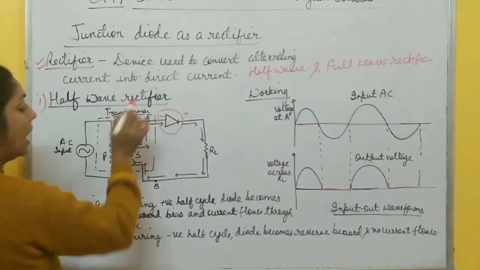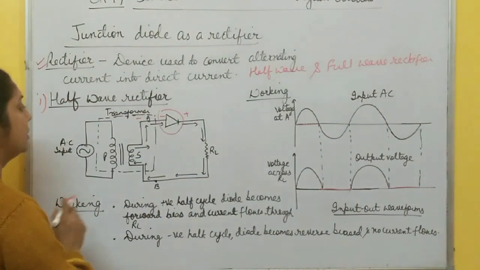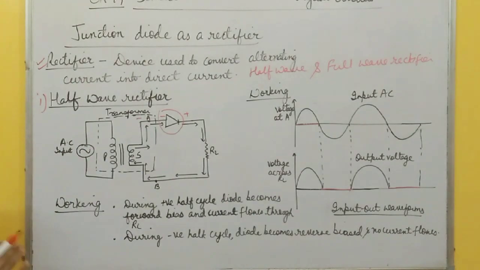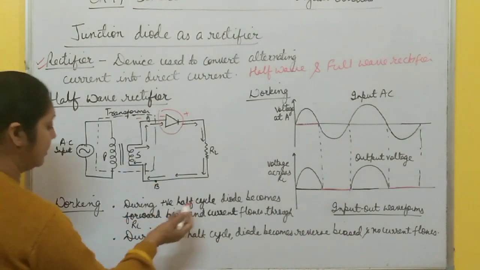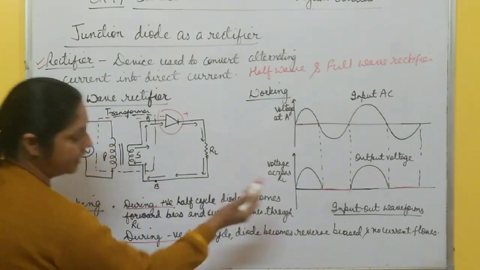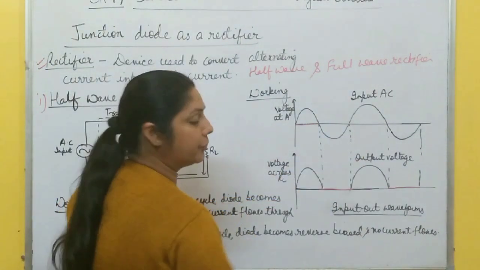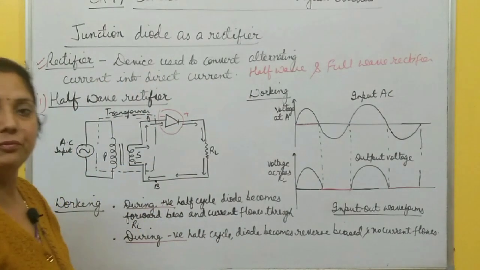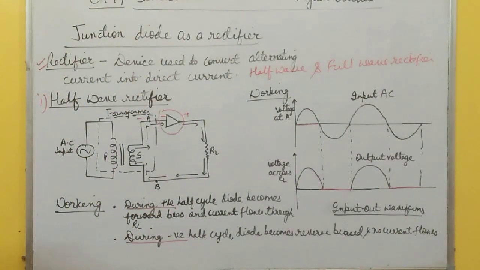That's why it is called a half wave rectifier. So you must know how to draw the circuit diagram of a half wave rectifier. You must write two lines: during the positive half cycle, what happens, and during the negative half cycle, what happens. And you draw the input and output waveforms for this half wave rectifier. Okay, hope you understood. Please take a screenshot of this. Then we'll discuss the full wave rectifier.